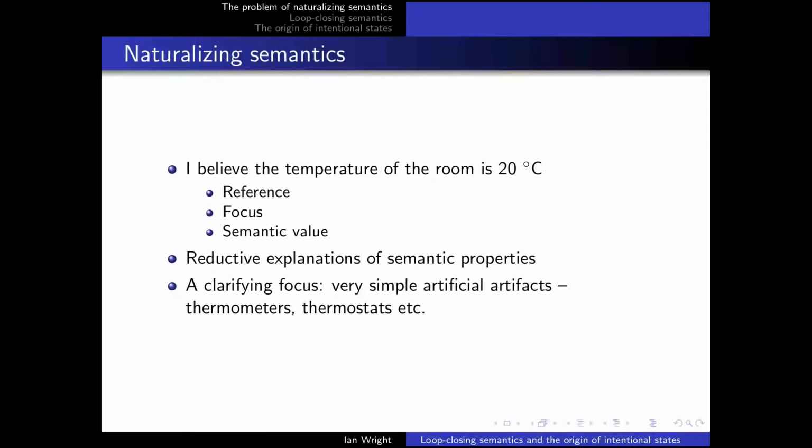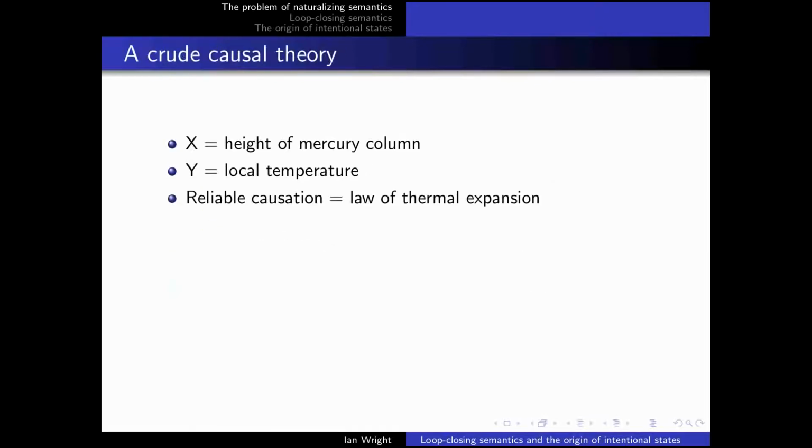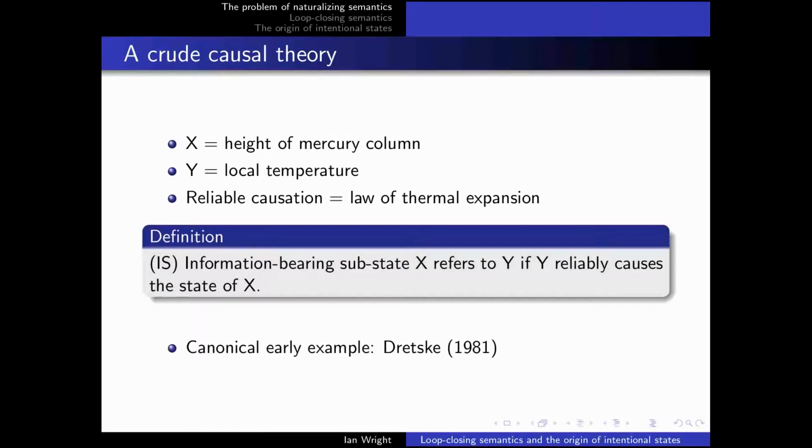Consider an ordinary mercury thermometer. A necessary condition for a thermometer to measure temperature is the lawful variation of some part of it with temperature. For example, the design of a mercury thermometer exploits the natural law of thermal expansion. This observation forms the theoretical core of a family of information semantic theories of content. That core is definition IS. Information-bearing substate X refers to Y if Y reliably causes the state of X.